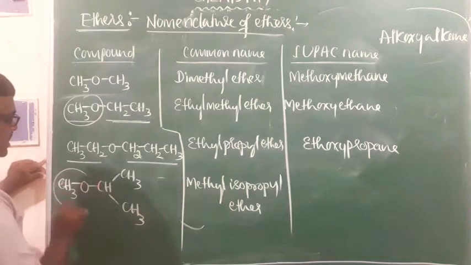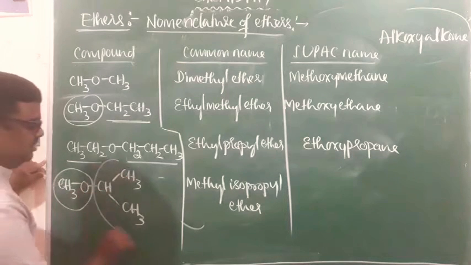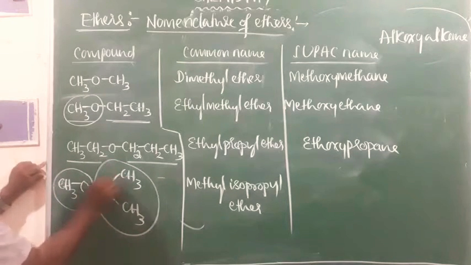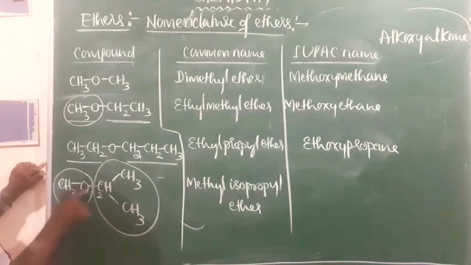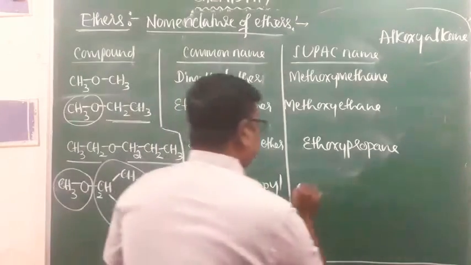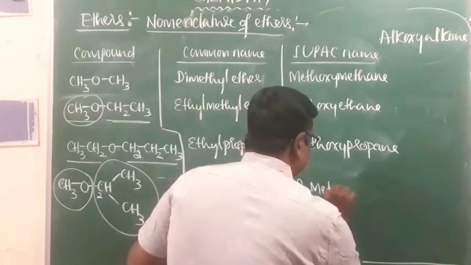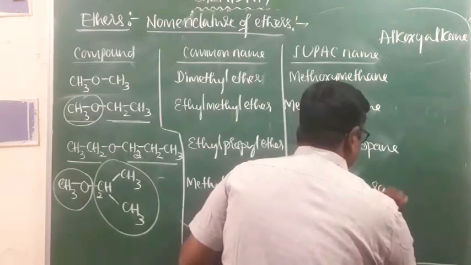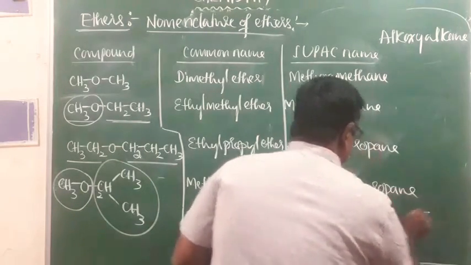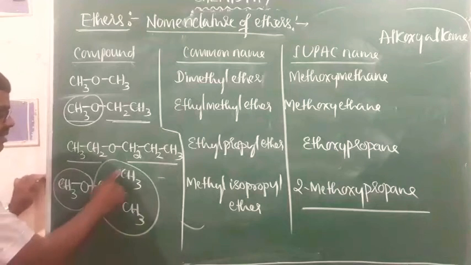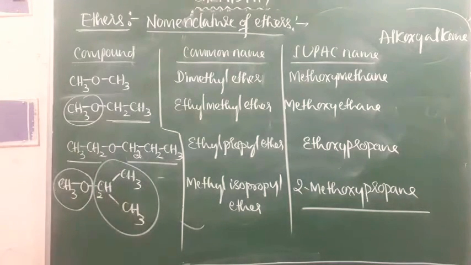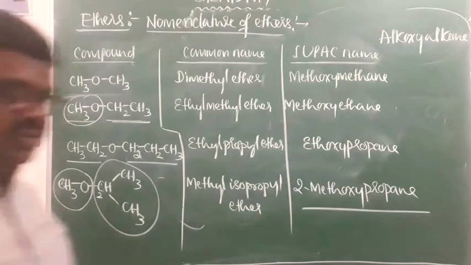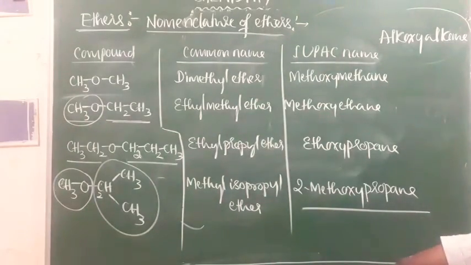The smaller is named as alkoxy, the bigger is named as alkane. Look at this, the bigger has three carbon atoms, and to the second carbon atom we have the alkoxy group, that is 2-methoxypropane. To the second carbon atom the methoxy group is connected, therefore it is 2-methoxypropane. Propane because of three carbon atoms in the parent chain, ane because of carbon to carbon single bonds. That is what we call the IUPAC names of some ethers.